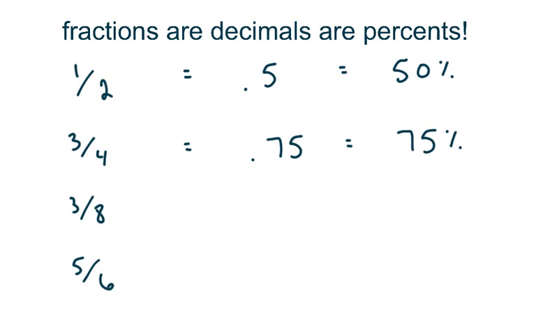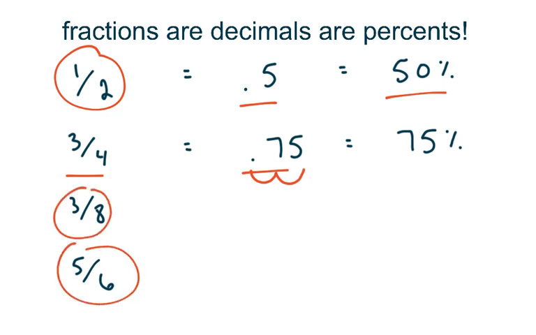We looked at easy ones last year, like 1/2, which we know is like having 50 cents or 50%. 3/4 is like quarters, and if you have 3 of them, you have 75 cents. And whenever we moved the decimal over 2 times, we got our percentage. So percent means out of 100. So this is what we learned last year. But what we're going to look at today is how do we do more difficult ones like 3/8 or 5/6? How can we get those to be decimals and then percents?